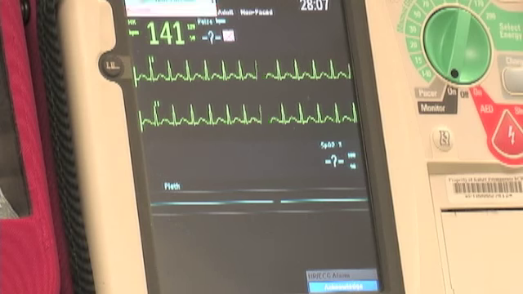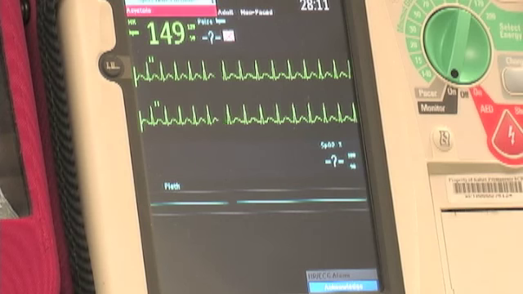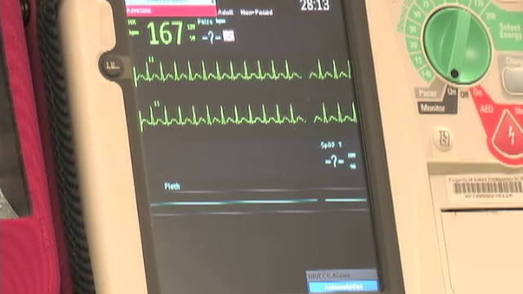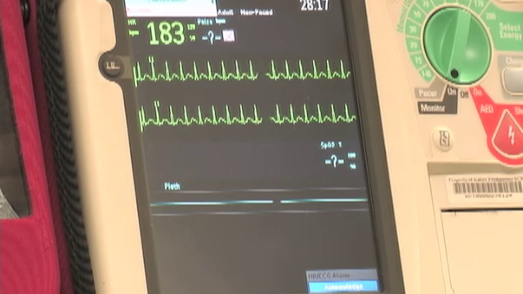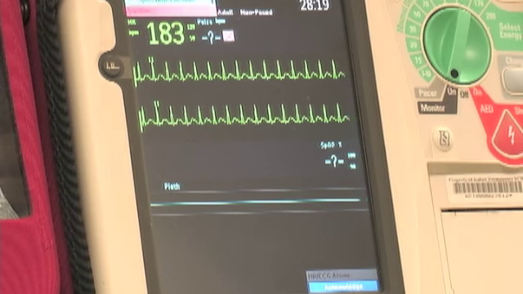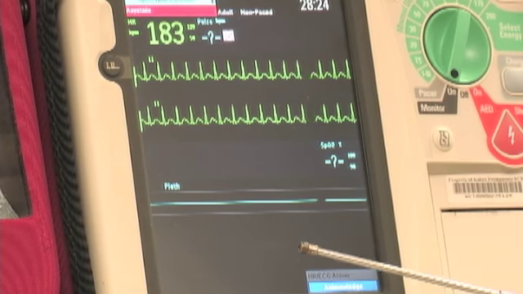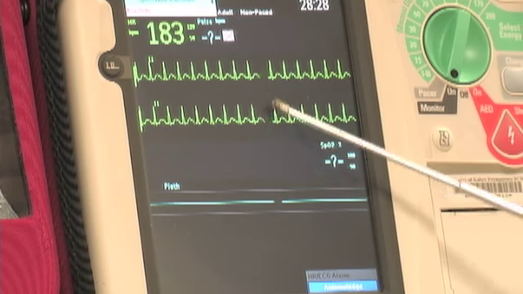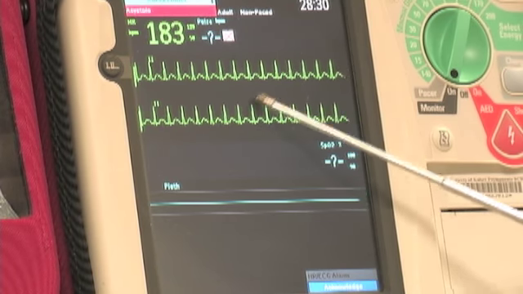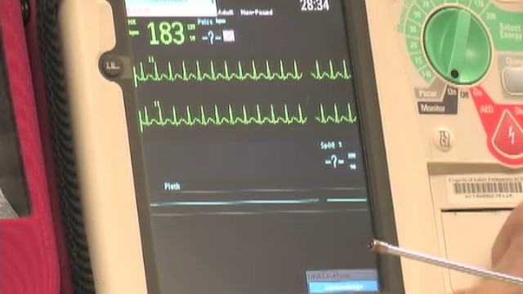Okay, we're going to go back to a fast rhythm here. And the rate is climbing. 150, 160, 170, 179, 183. Okay. QRSs are narrow. It's very regular. You really can't see any P waves. You see the QRST, but you can't really see P waves in there. And it's faster than 150.